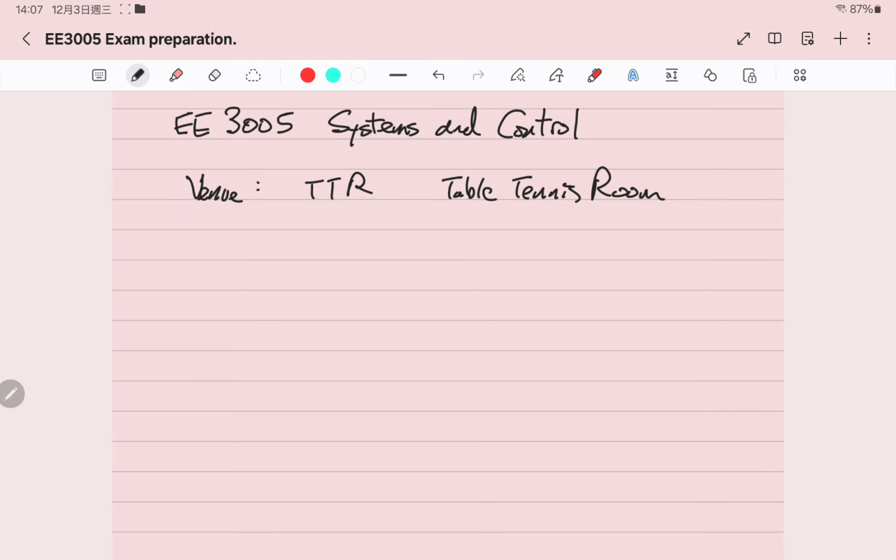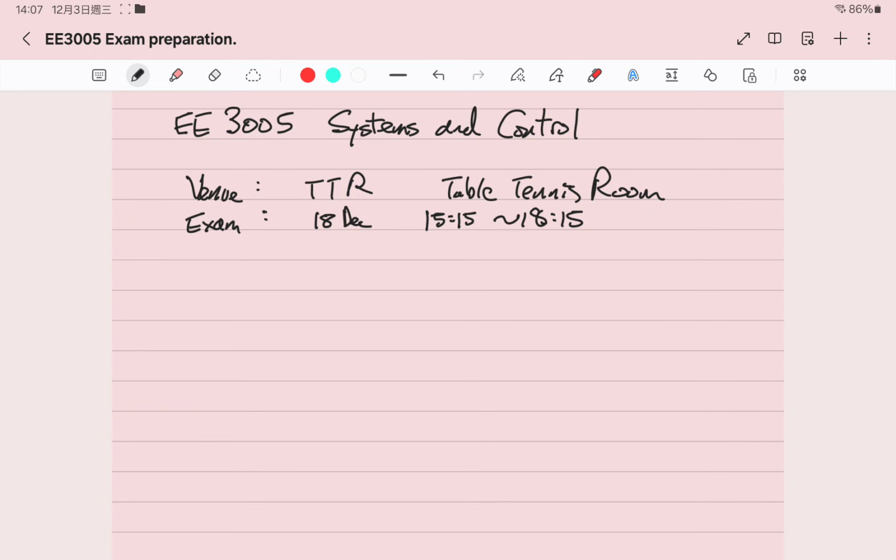And your exam is on the 18th of December, from 15:15 to 18:15. Make sure you arrive on that date, at that time and at that venue. Do not mix it up with anything else.